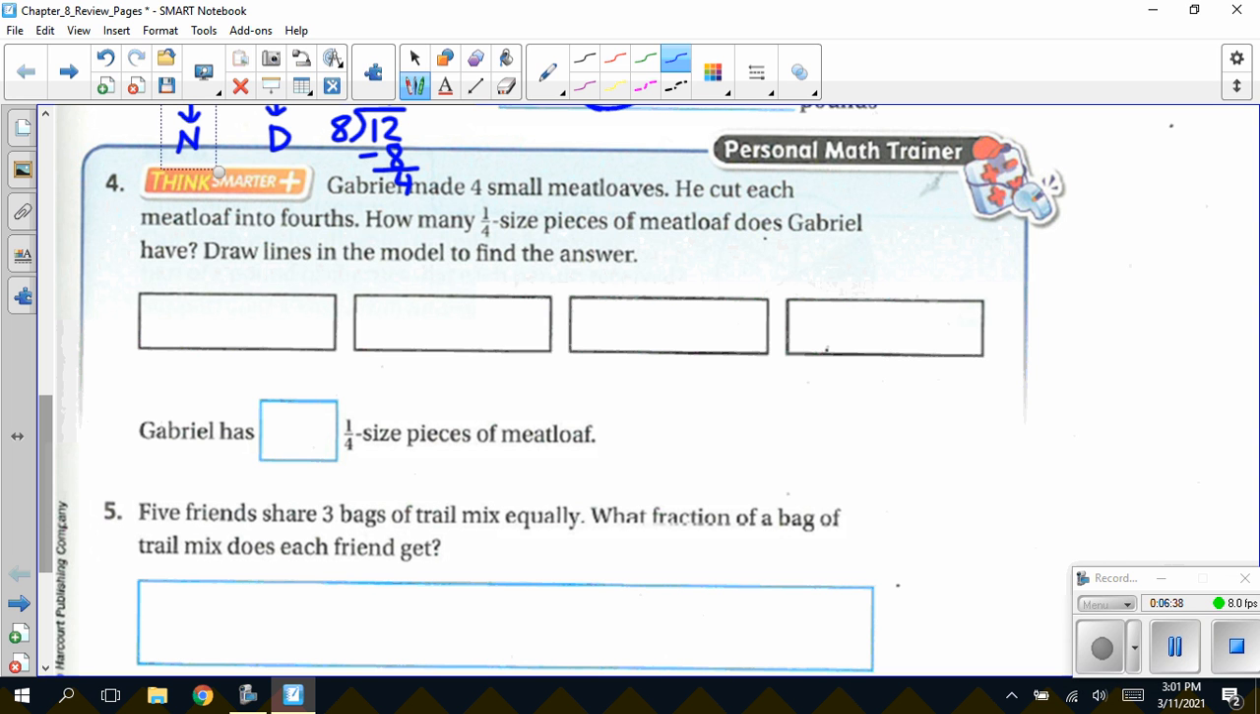So back when we did lesson 8.2, we knew that the 4 rectangles were supposed to be representing the 4 meatloaves. And it does say that each meatloaf has to be cut into fourths, so we need to make sure we have 4 equal sections for all 4 rectangles.